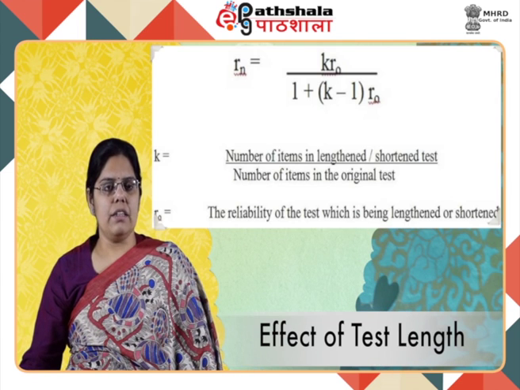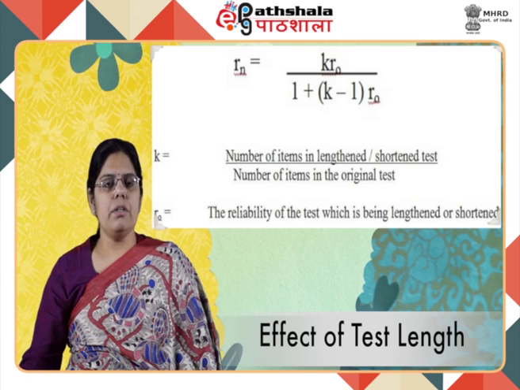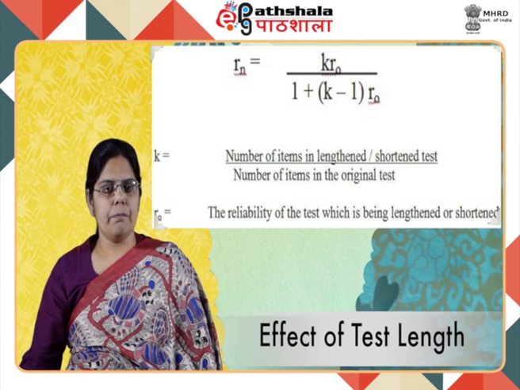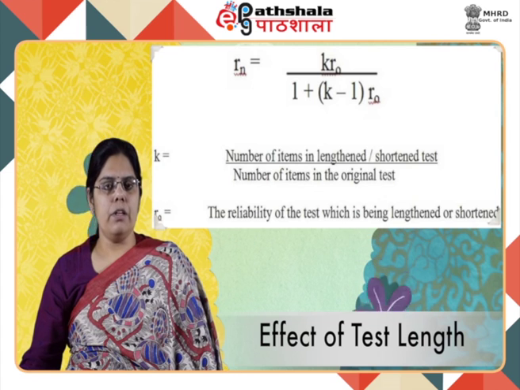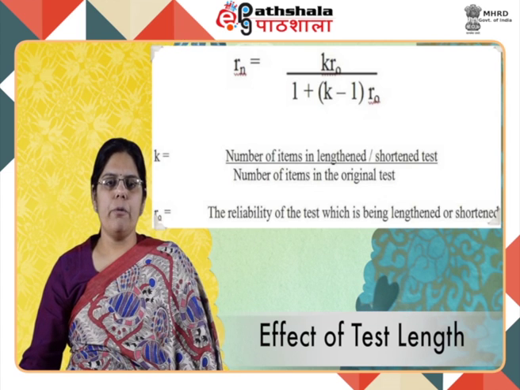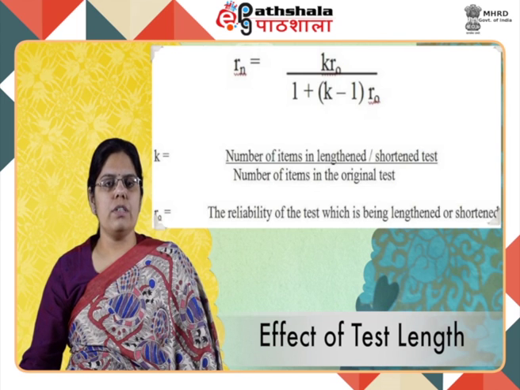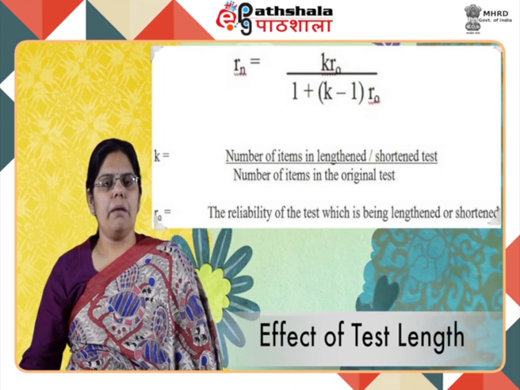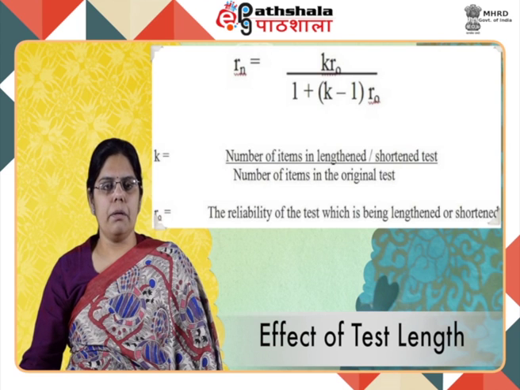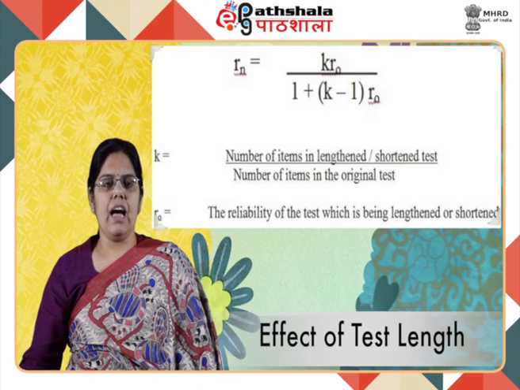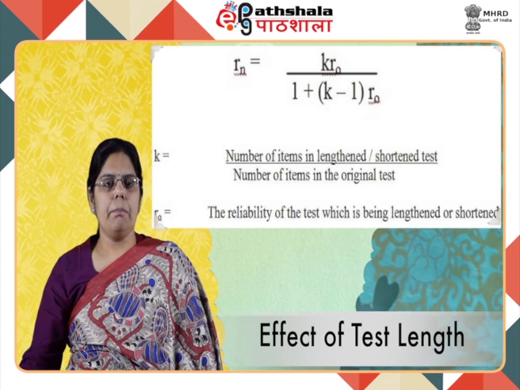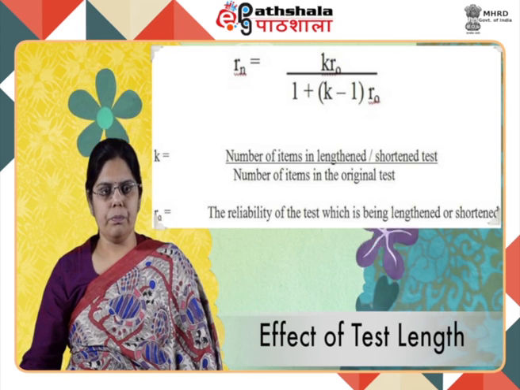In this particular manner itself, decreasing the number of items reduces the reliability of the test. Let's solve an example to understand this. Suppose in an original test of 100 items, the reliability of the test calculated was 0.50. If the researcher reduces the number of items from 100 to 45 items, the new reliability can be calculated by same Spearman-Brown formula, which is KRO divided by 1 plus K minus 1 into RO.